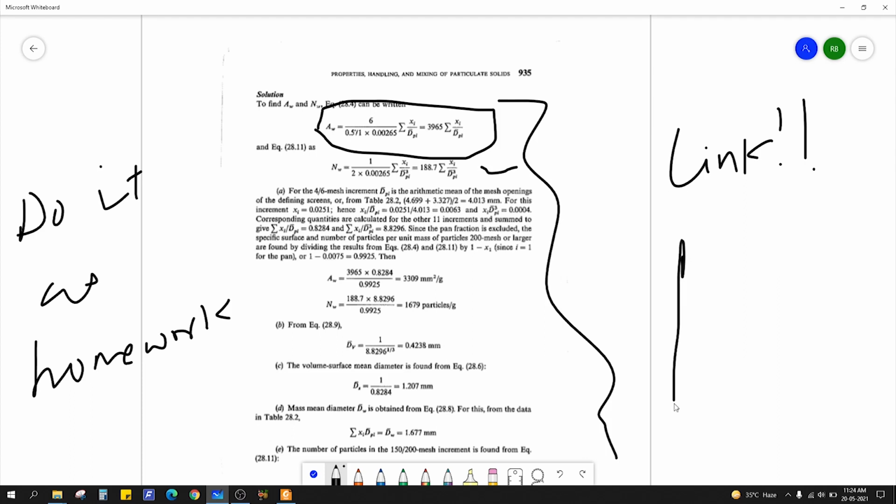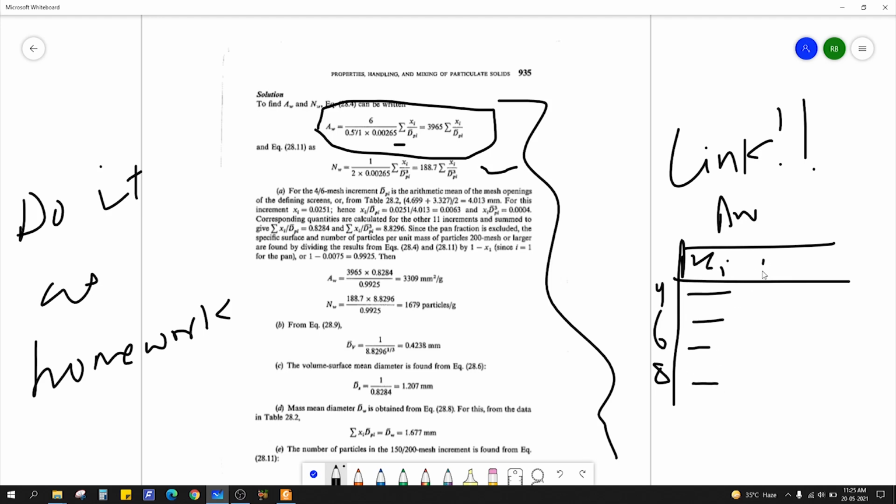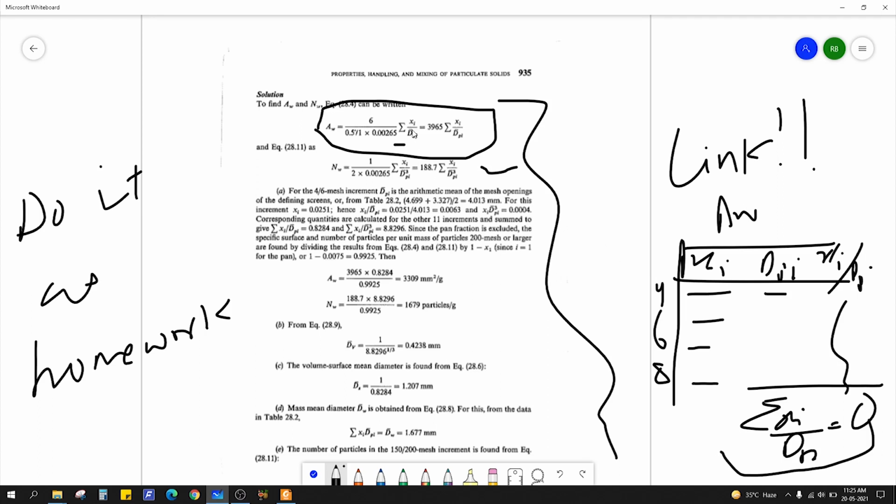Don't simply copy this. You have to show it stepwise. For example, suppose you want to calculate Aw. You know the formula, so you do it like this. You have 4 mesh, 6 mesh, 8 mesh. What is the mass fraction? From the table you write it here. Then what is the dpi? From the table you write it here. Now calculate xi by dpi here. Then at the end, sum this up, and you will get the summation of xi by dpi. Now put this value in this equation and you'll get it. Simply do it the same way for all the other quantities.